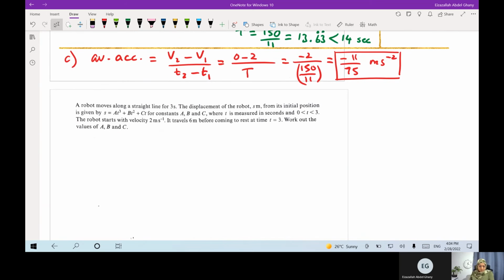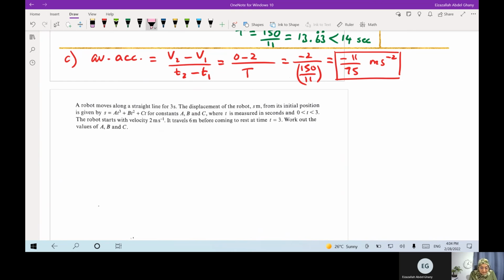A robot moves along a straight line for 3 seconds. The displacement of the robot s meters from its initial position is given by s as a function of t, but it's having 3 constants a, b, c. Of course, he wants me to find a, b, c. Where t is measured in seconds and t, the duration of the time from 0 to 3 seconds, the robot starts with velocity 2 meters per second. It travels 6 meters before coming to rest at time t equals 3. Work out the values of a, b, and c.